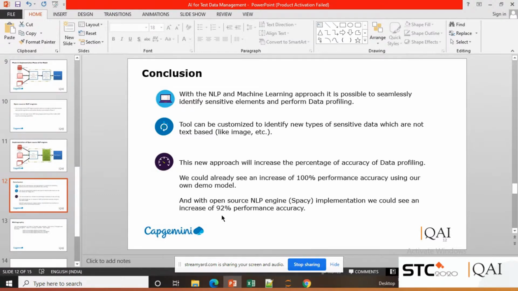As I've shown you, for this particular file and some tables, we have used this idea and implemented it, and we have seen the older models, or the traditional approach, couldn't even identify one name, whereas we are seeing 100% accuracy in identifying the names with our own model. And even when we're using open source NLP engines like SPACY, we could see there's a 92% performance accuracy. So out of 100 names, it could identify at least 92, and we could understand that the column is having PII data. So this is my idea.